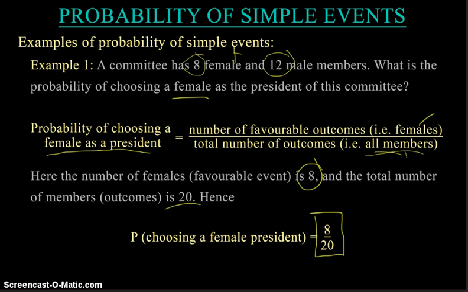So when you reduce it to the lowest term, divide by 4, both the numerator and the denominator. So we have 2 times 4 is 8, and 5 times 4 is 20. So we have 2 by 5, or 2/5. That is the probability of choosing a female as a president. Okay.